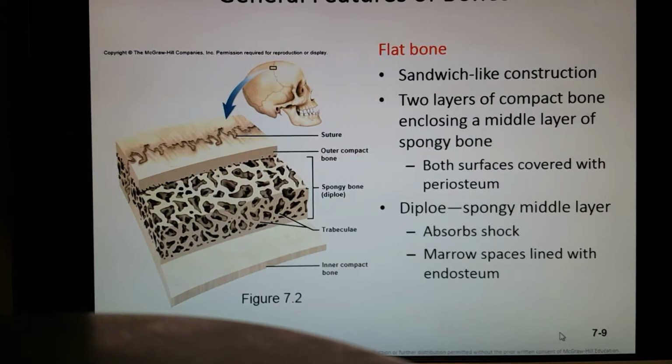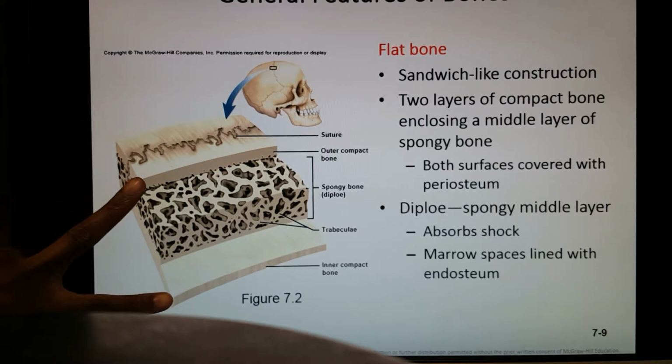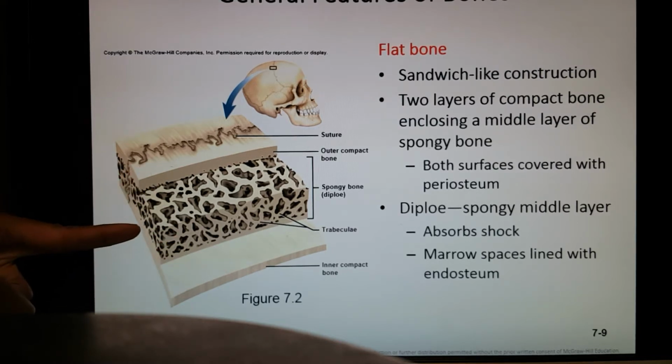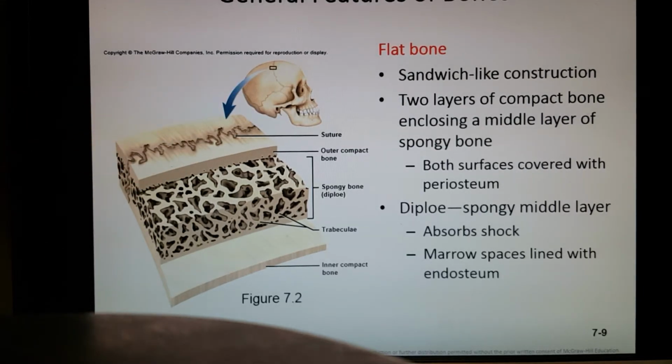Okay, now moving on to flat bones. Flat bones have a more sandwich-like construction. So we have two layers of compact bone on the outside, like bread, and one layer in the middle, that's kind of like the filling. Both surfaces are covered with periosteum, so you have periosteum on the outside and periosteum on the inside. The middle layer is called the diploe.